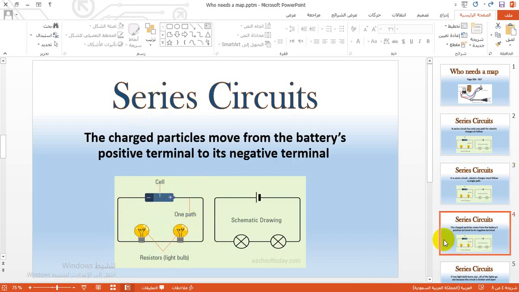The charged particles move from the battery's positive terminal to its negative terminal. We know that also, because where does it start? From here. The charge starts to flow from where exactly? From the positive part, and moves to where? To the negative part, or the negative terminal.